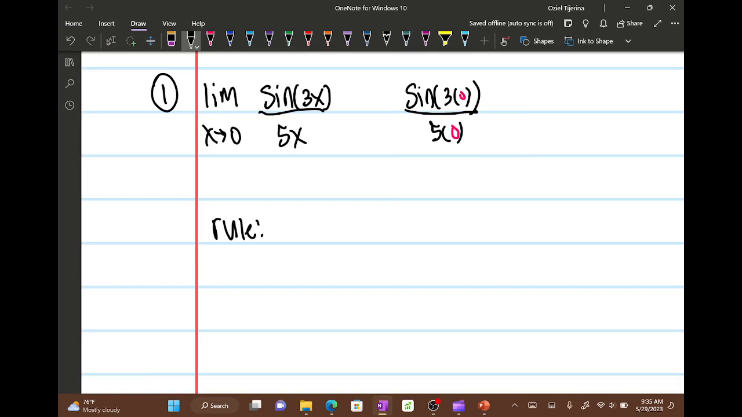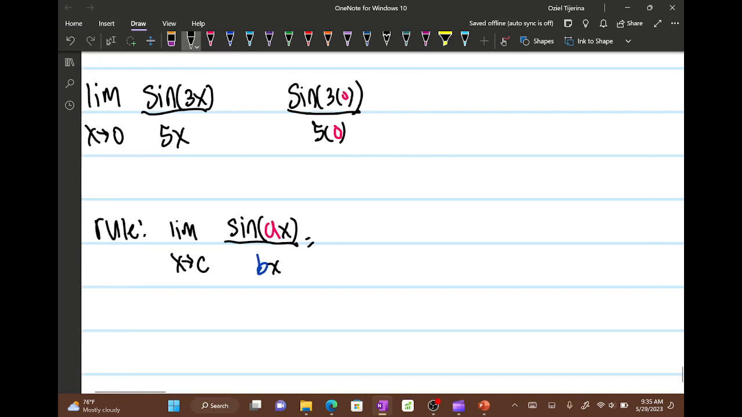that if I have the limit as x approaches 0 of sine of, let's say, ax over bx, then this is equal to a over b times the limit as x approaches 0 of sine of x over x.